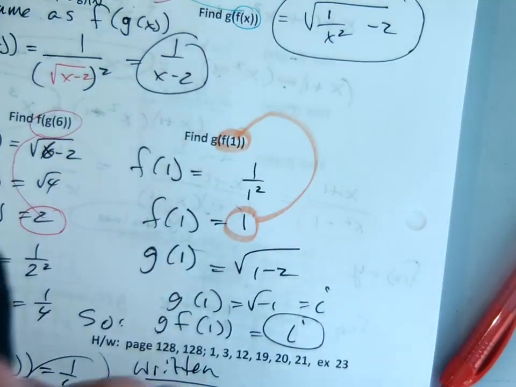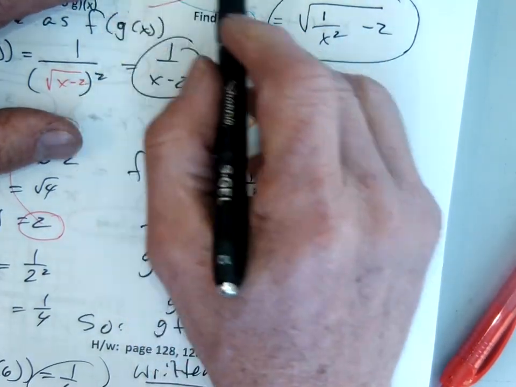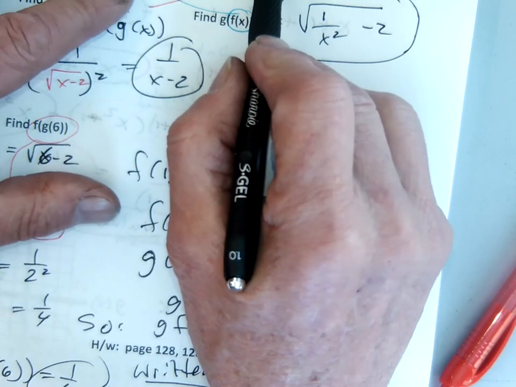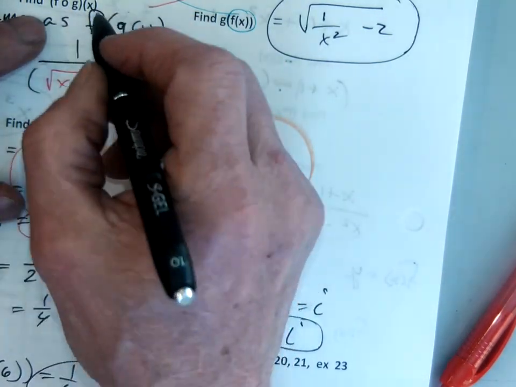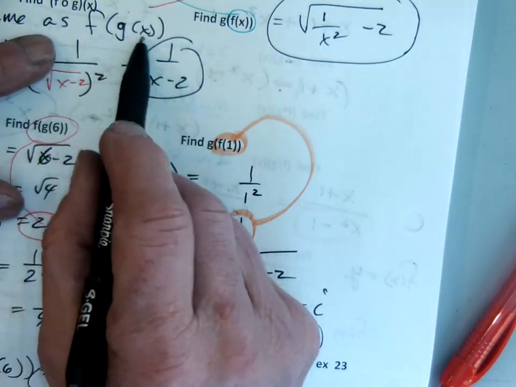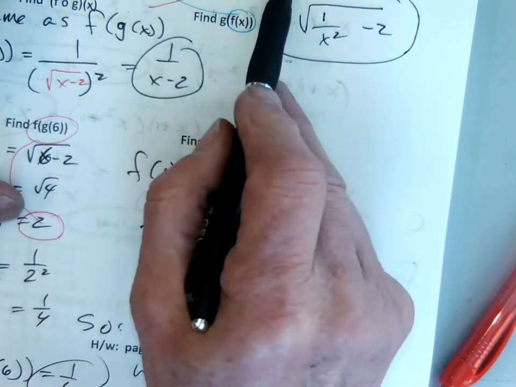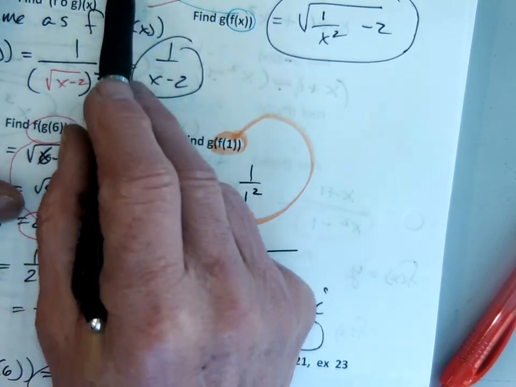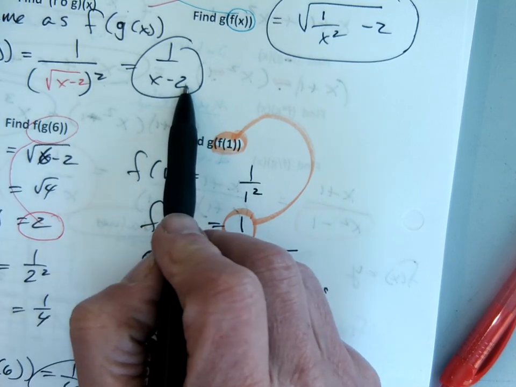Okay, now, composite functions, what we do is this. We plug them in. I'm going to plug g of x into f of x. Or I take f of x and plug it in. Plug the whole thing. So we want f of g of x. I take g of x, which is all of this, and plug it into f of x. So my square root of x minus 2 goes in for x. I get 1 over square root of x minus 2 squared, which is just 1 over x minus 2.